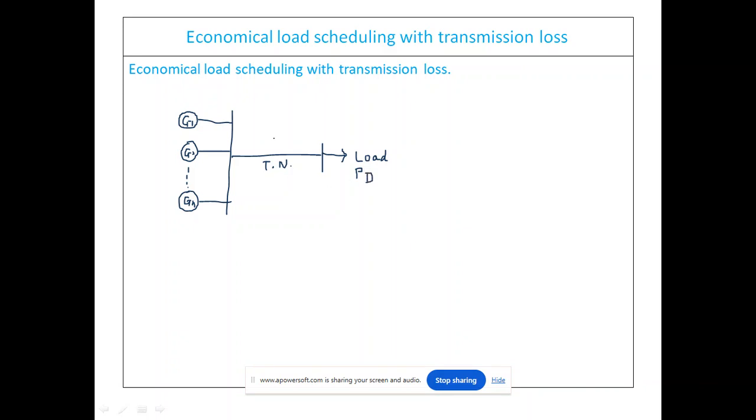Let the transmission loss be PL, and let these generators be generating the economical scheduling PG1, PG2, and up to PGN. This is the system we are considering. So let us write about this system.